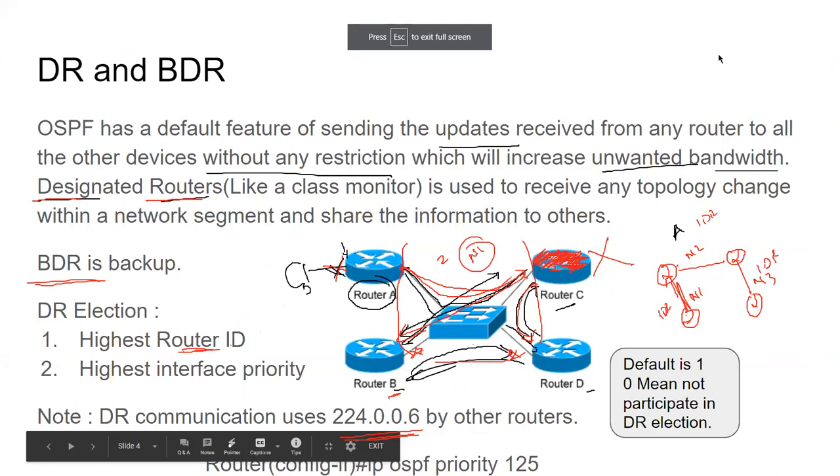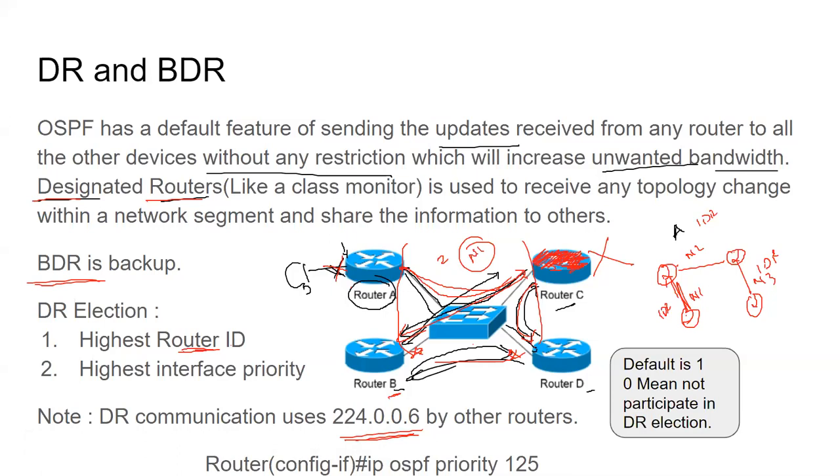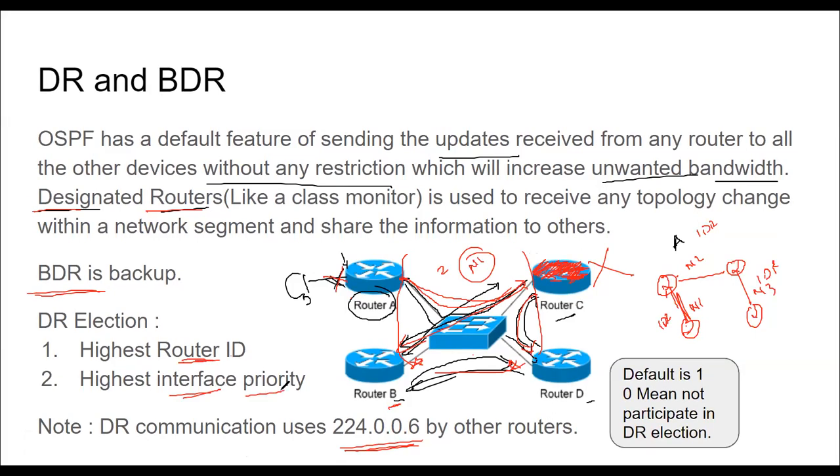Okay. So first will be highest router ID. You guys know, right? Router ID is something we will be configuring. I'll talk about it again. So router ID is something we will be configuring on a router. So it checks for highest router ID. If it is a tie or something like that, in that case, it will look for highest interface priority. Interface priority you have to configure on a single interface.